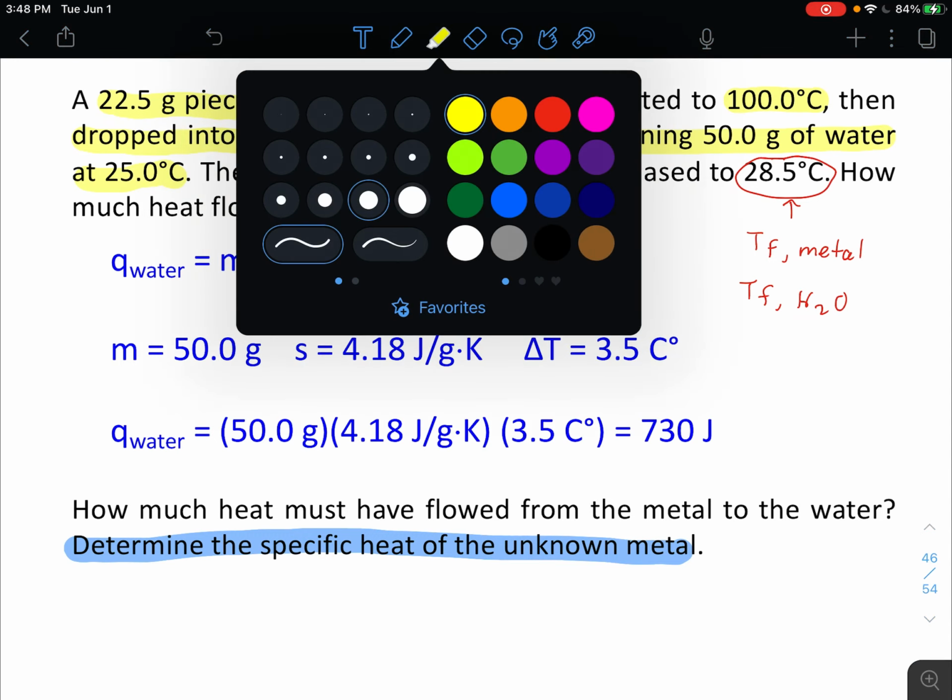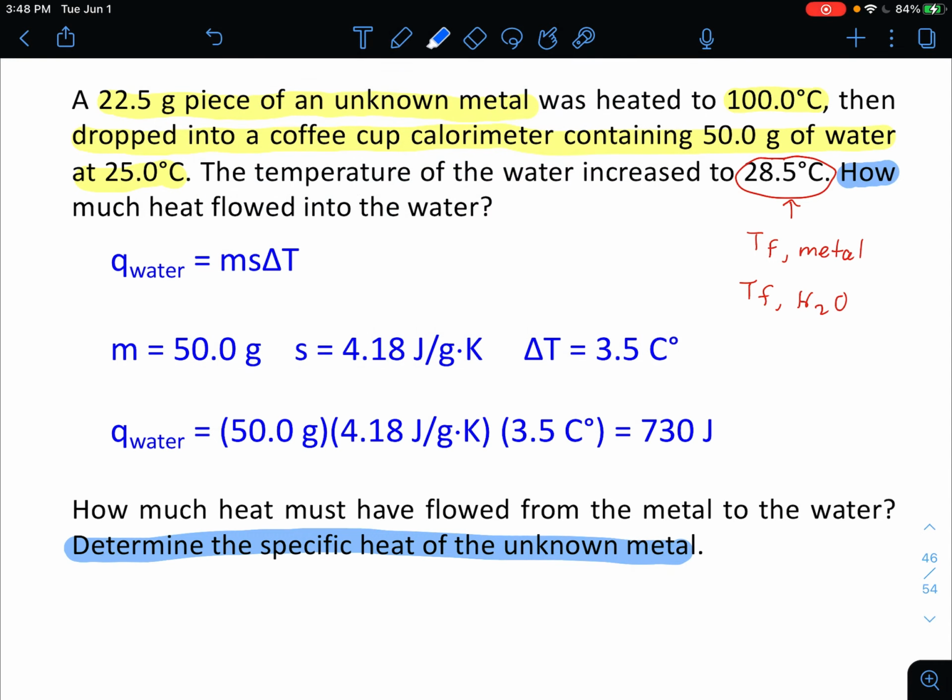Okay, all that being said, what am I being asked in this first part that's already solved? How much heat flowed into the water? So we're back to what we saw earlier, right? Just Q equals ms delta T. Make sure you're using the right values here. Mass of water, it tells me in the problem, is 50 grams. This is our constant for water. Just use 4.18, 3 total digits is fine. And it went from 25.0 to 28.5. Remember, this always means final minus initial, so delta T will be 3.5.